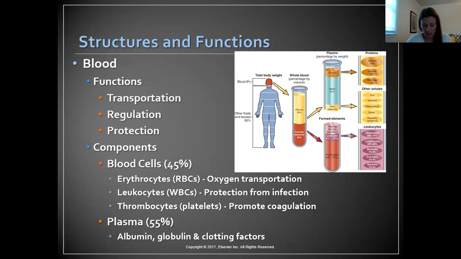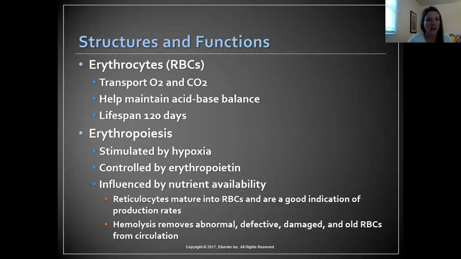The two major components of the blood are the plasma and the blood cells. About 45% of blood is composed of red blood cells, white blood cells, and platelets, while the other 55% is made up of plasma. Plasma is composed mostly of water, but also contains proteins such as albumin, globulin, and clotting factors, as well as electrolytes, gases, nutrients, and waste. The term serum refers to plasma without the clotting factors.